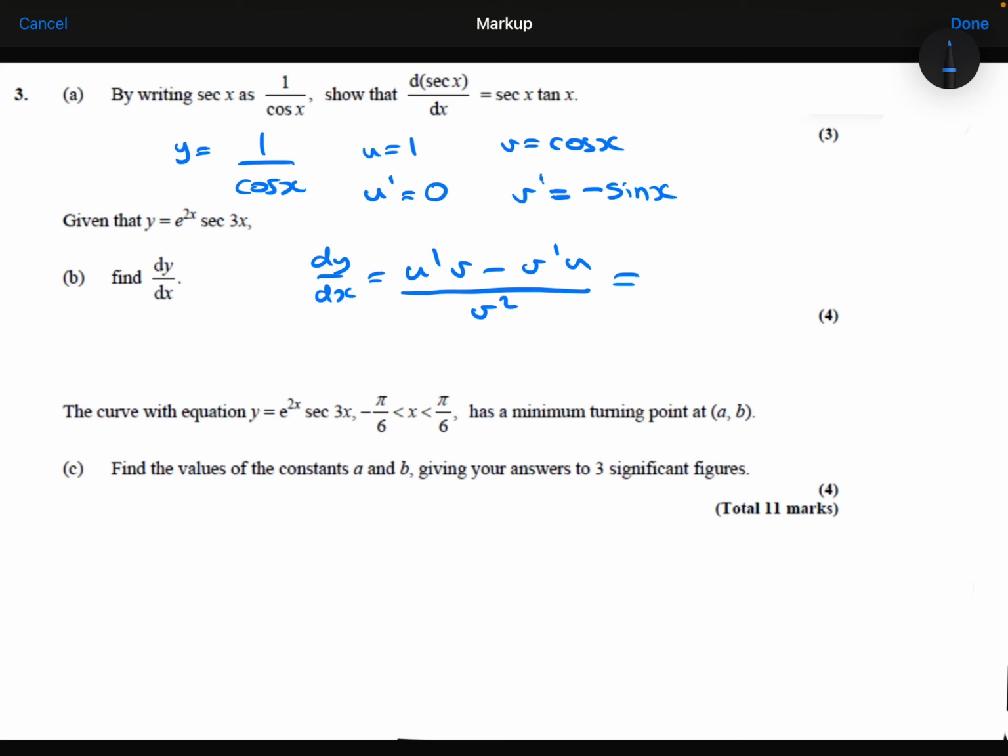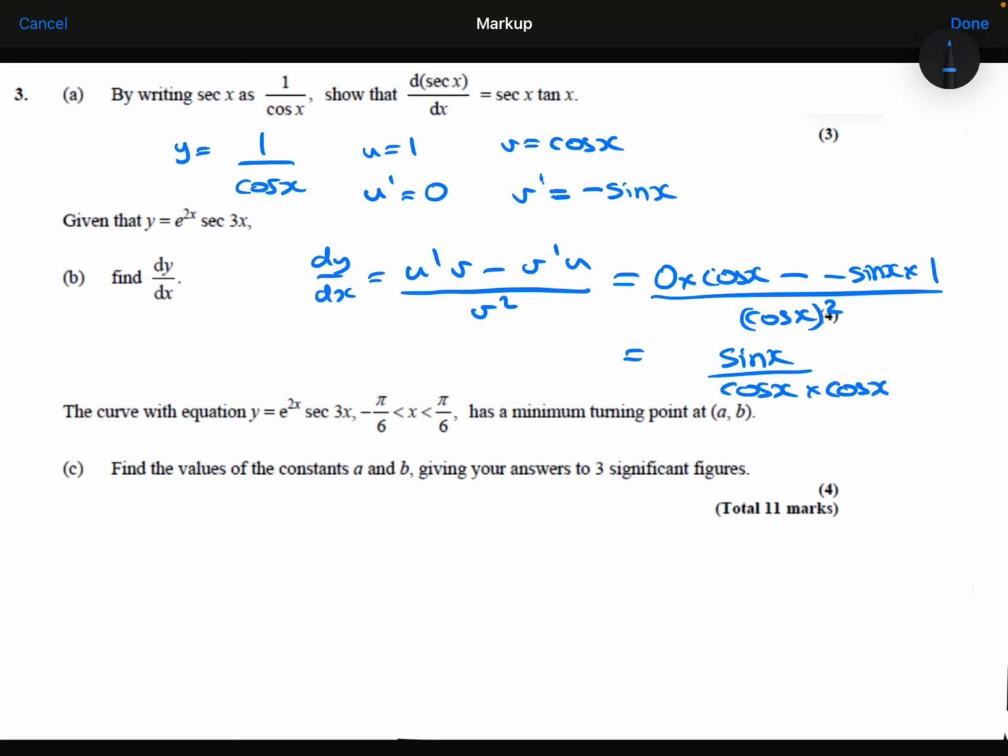which in this case my u dash is 0, so 0 times cos x minus v dash, which is minus sine x, times u, which is 1, over v squared, the v is cos. So the 0 times cos x is 0, minus minus, so you get a plus sine x times 1, all over cos x squared, which I'm actually going to write as cos x times cos x.